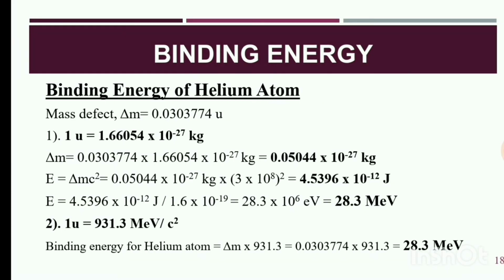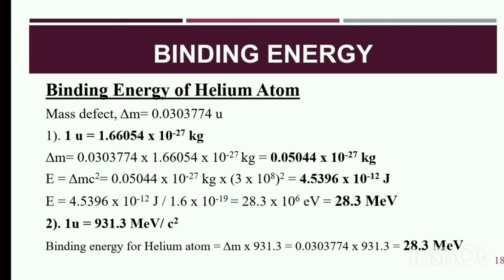Okay, so now that we know what binding energy is, let's calculate the binding energy of the helium atom. In order to find the binding energy, we should know the mass defect. We already found the mass defect of the helium atom in the previous slides, and ΔM is equal to 0.0303774. But we cannot substitute this directly into the E is equal to Δmc² equation, because in that equation the Δm should be in kilograms, but here we have the mass in atomic mass units.